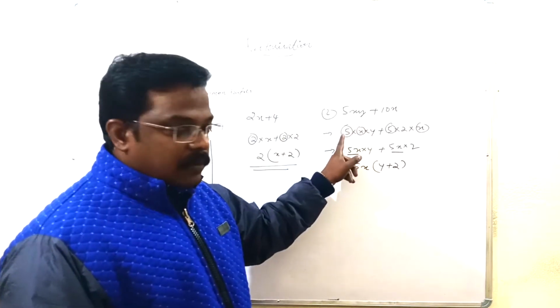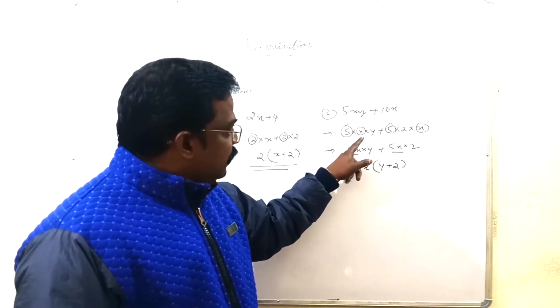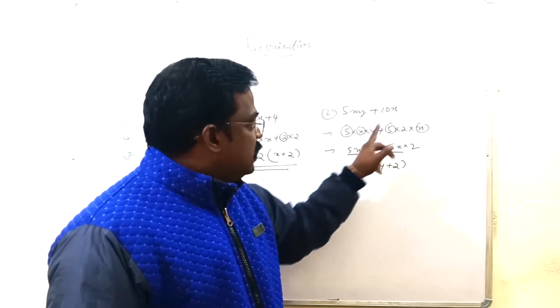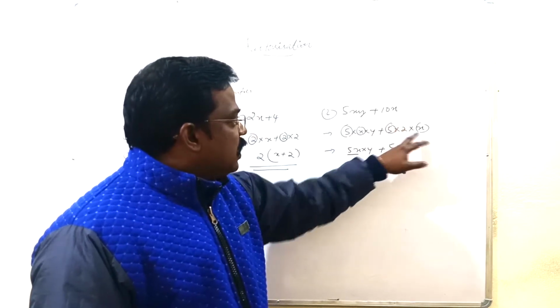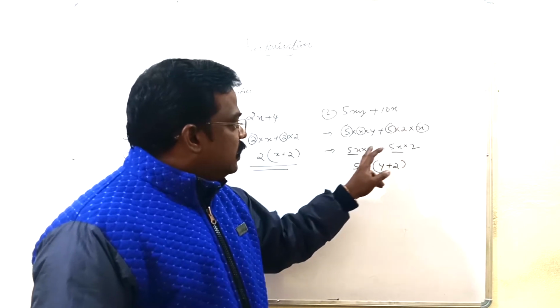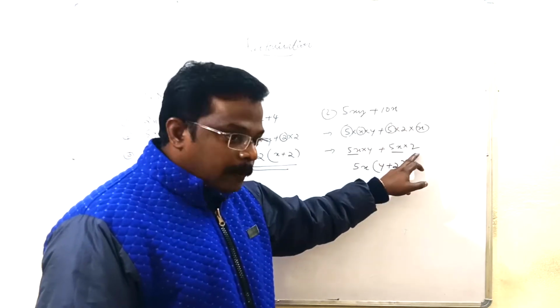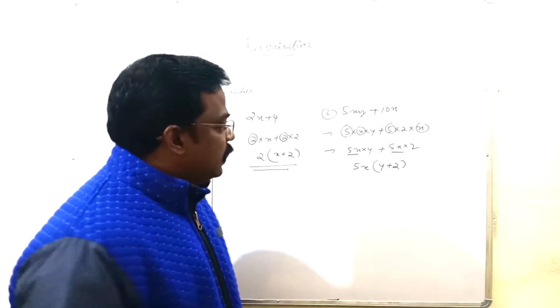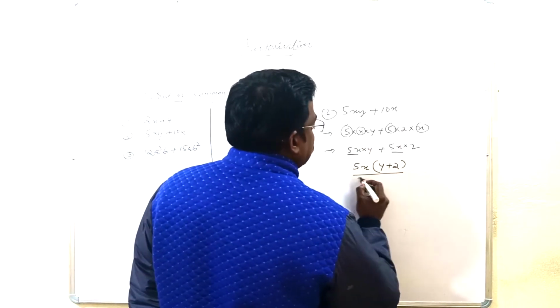So 5xy can be factorized as 5 into x into y. 10x can be 5 into 2 into x. Then 5 and x are common here, so 5x. The remaining terms are y and 2. So we take 5x as common, then y plus 2. This is the answer for that.